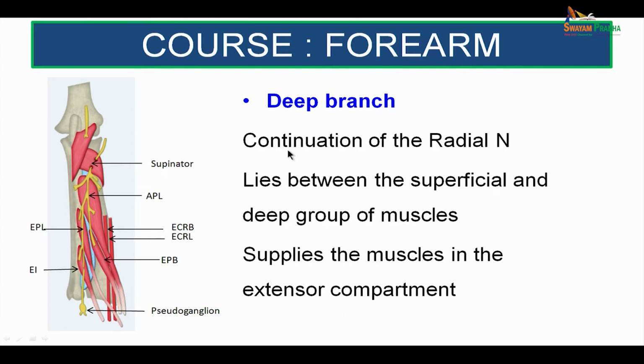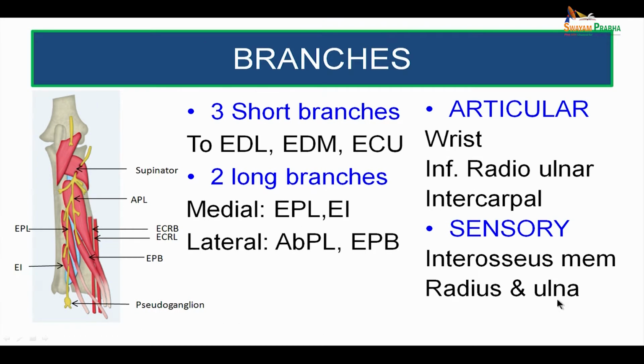Meanwhile, the deep branch, which is considered a continuation of the radial nerve, pierces the supinator muscle and passes on to the extensor compartment or the posterior part of the forearm. Here it lies between the superficial and deep group of muscles and supplies all the muscles in the extensor compartment through various branches, that is the 3 short branches which supply extensor digitorum, extensor digiti minimi and extensor carpi ulnaris. It also gives off 2 long branches.